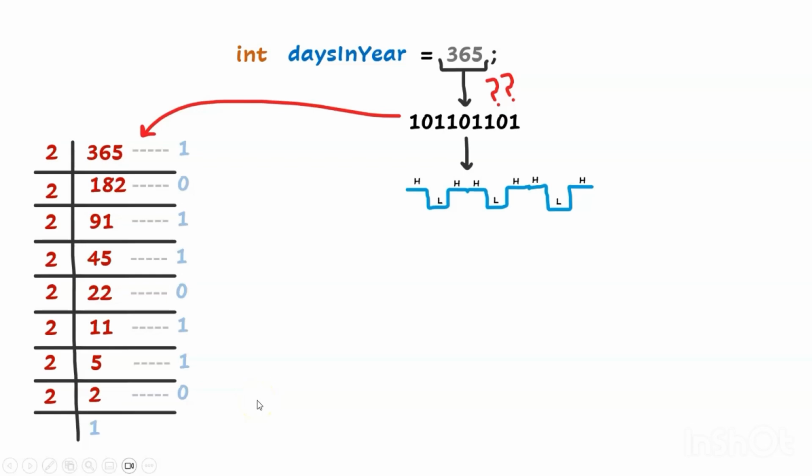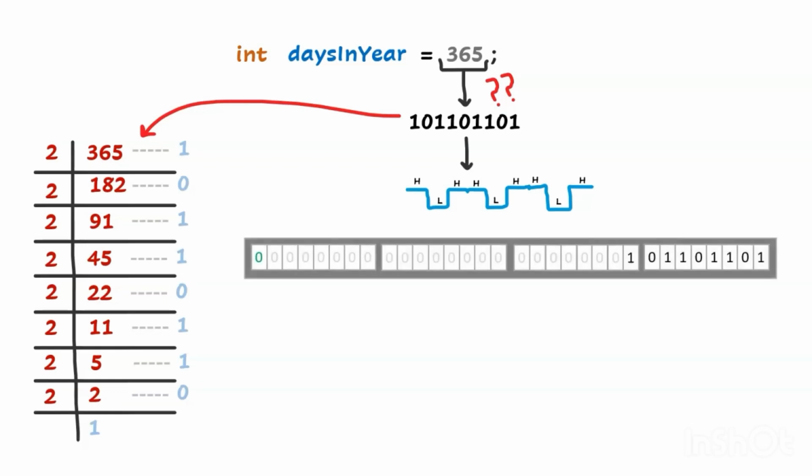Now when we declare a variable int daysInYear equal to 365, the JVM pre-allocates 4 bytes of space, and every byte refers to 8 bits in memory, which means if an int type variable is declared, the JVM pre-allocates 4 into 8, that is equal to 32 bits.